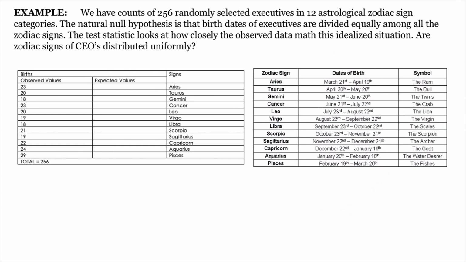The test statistic looks at how closely the observed data match this idealized situation. Are zodiac signs of CEOs distributed uniformly? What does uniformly mean? All the same, right? People who wear uniforms, they all dress the same. So uniform, they're going to use that word a lot.